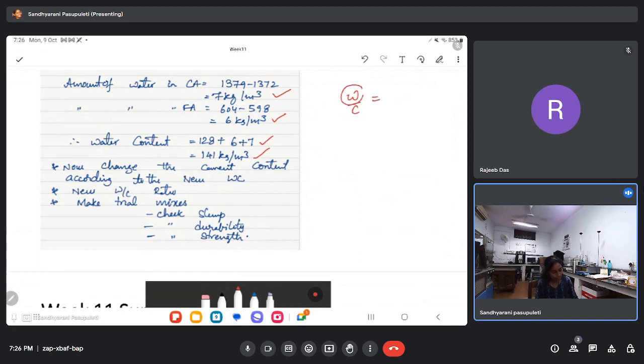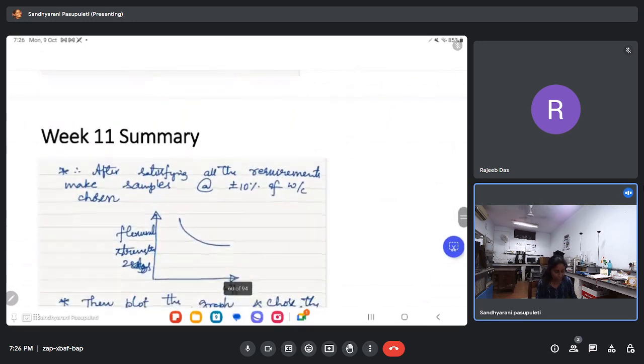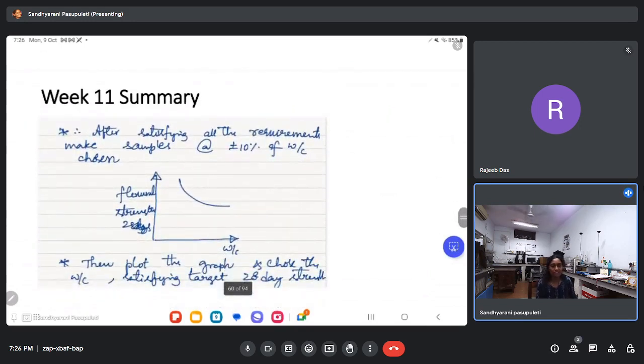So if we know the new water content, let us say 0.43 is my water to cement ratio. Now my water content is changed to 141. So then my cement also will change correspondingly. I will calculate my cement content. Then I will follow with my coarse aggregate proportion, fine aggregate proportion, all those things. Same thing. Then we'll check for the slump. Then if the slump is satisfied, then again we'll go for the strength. If the strength is also satisfied, then we'll say that this is my final proportion. If anything is not satisfied, then again we have to do another trial.